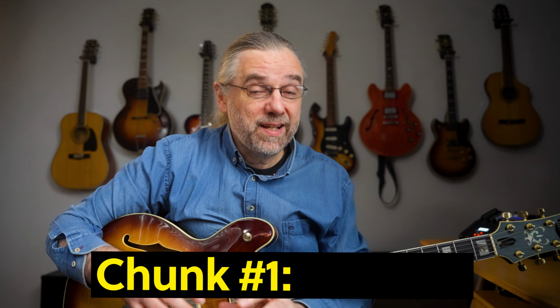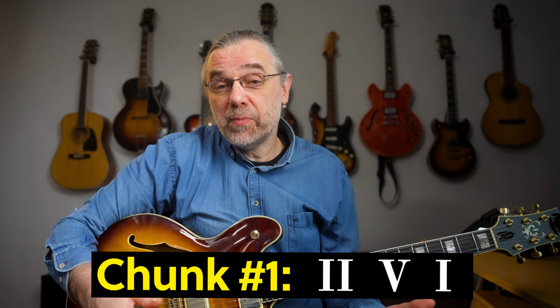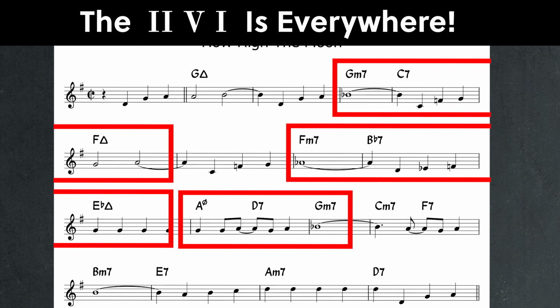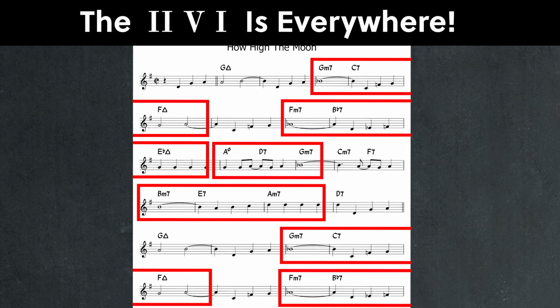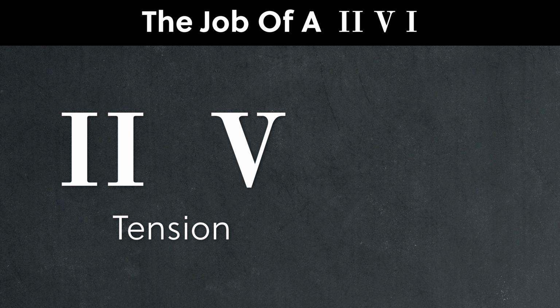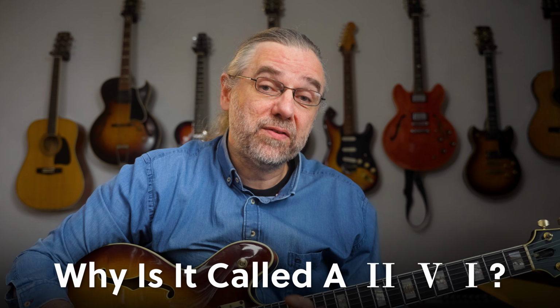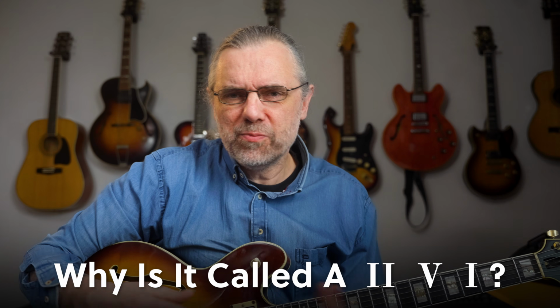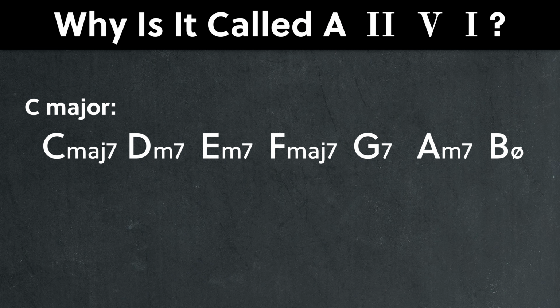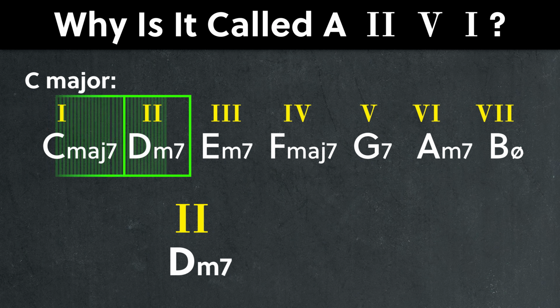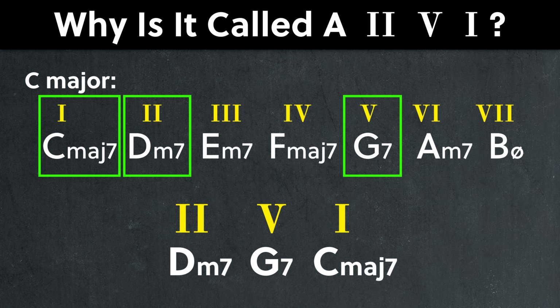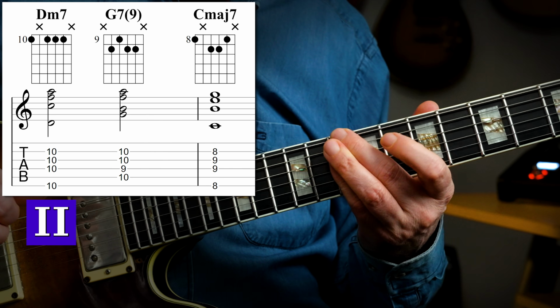Chunk number 1 is the 2-5-1. If you only learn 1 progression in jazz, make it this one, because it is the sound of jazz harmony resolving. By far, the most important progression. Now the job of the 2-5 is to point at that 1. The 1 is the target. By the way, 2-5-1 just means it's the 2nd, the 5th and the 1st chord in whatever key you're in. Now in the key of C major, a 2-5-1 is then D minor 7 to G7 to C major 7. And that sounds like this.